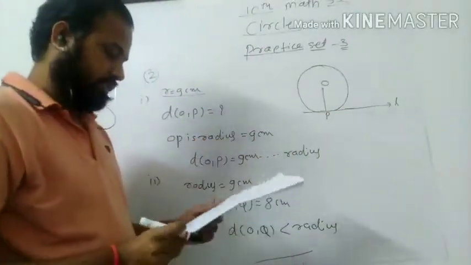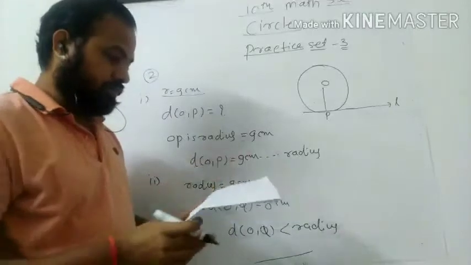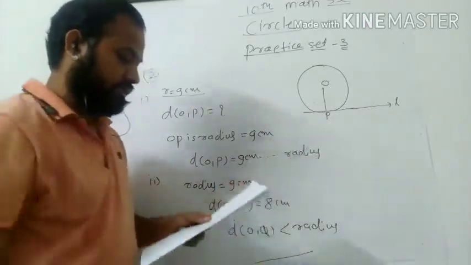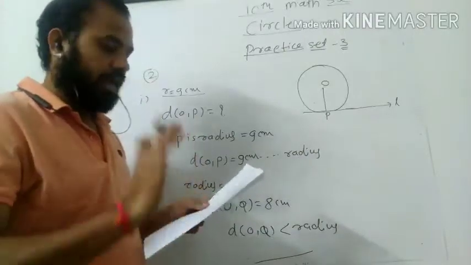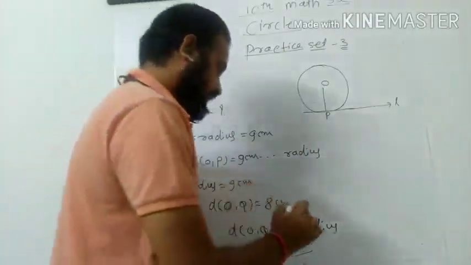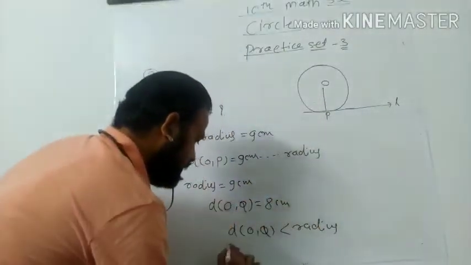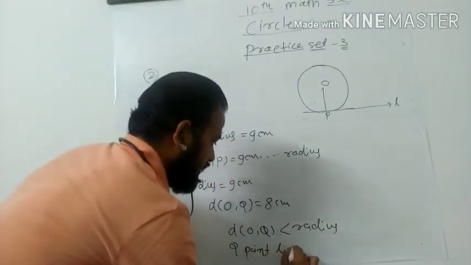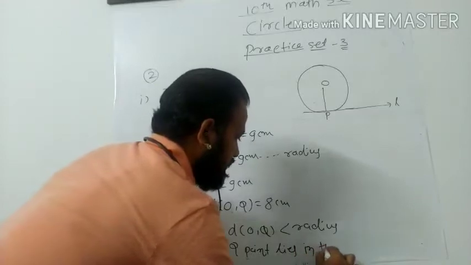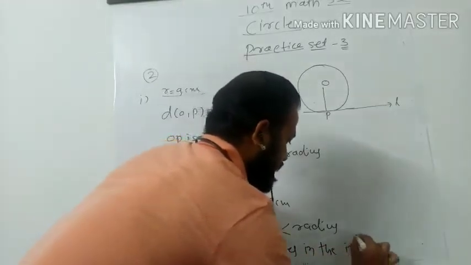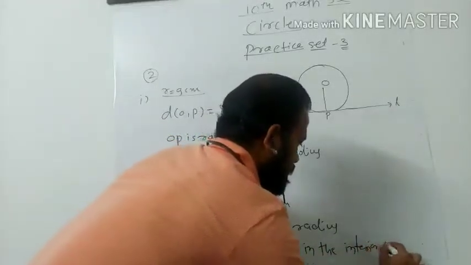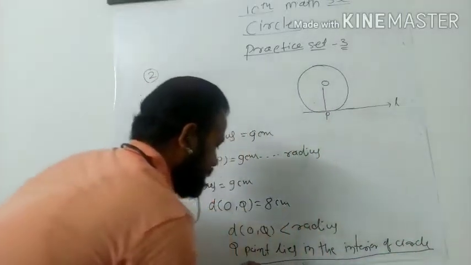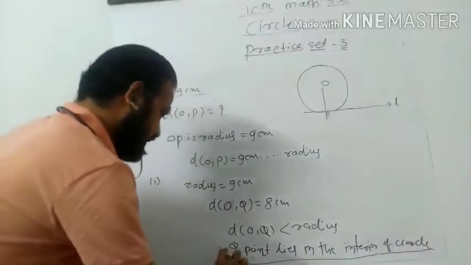So we can easily write down here the answer of this question: as the distance of O to Q is less than the radius, point Q lies in the interior of the circle. This is the answer of your second sub question.